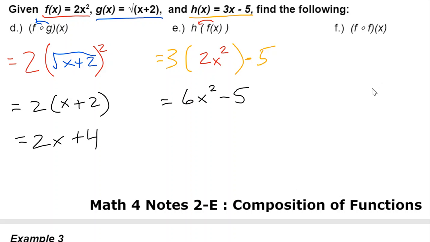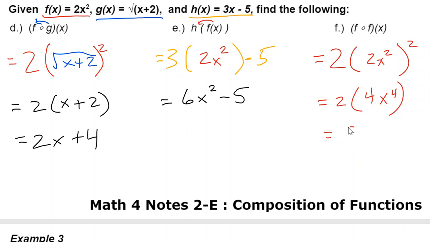Now the F of X is where we're going to take the 2x squared and put a big gap where the x was, and we're going to stuff another 2x squared inside of it. So by the time we square everybody inside the parentheses, we have 4x to the fourth, and then we multiply by 2, and we get 8x to the fourth.